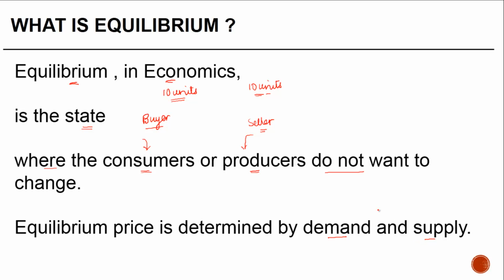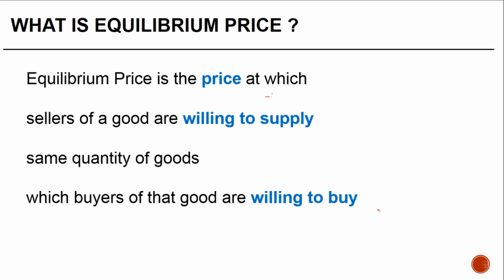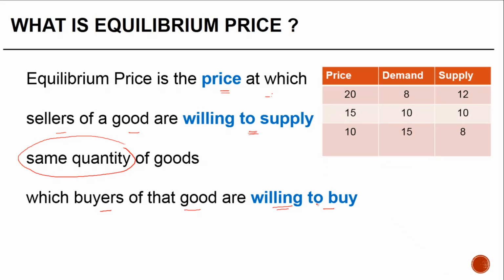So let us look at what exactly an equilibrium price means. Equilibrium price is the price at which the sellers of the good are willing to supply the same quantity. Now this is important. The same quantity of goods which the buyers of the good are willing to buy. Let me show you this through an example.